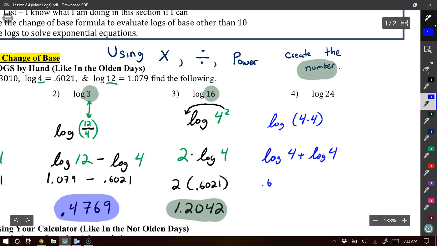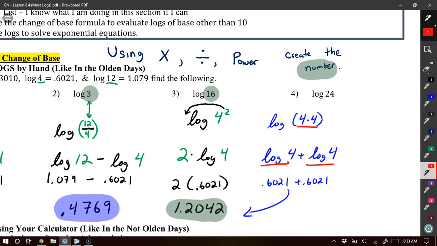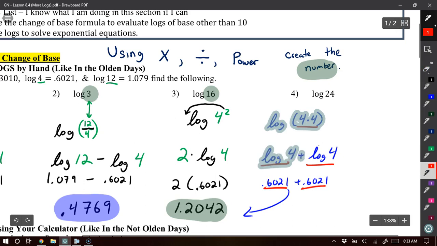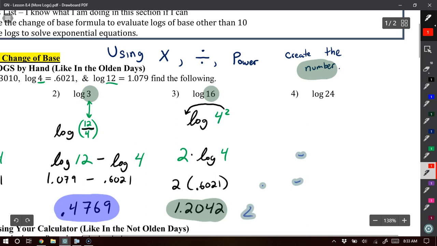So that'd be 0.6021 plus 0.6021, which is the same thing. Now I want you to look at the side by side. Notice they're equivalent. 4 squared is 4 times 4. I'm adding a log of 4. I'm adding another log of 4. I have two log of 4s. When you add the same number, it's like multiplying by 2. So the steps are the exact same. A lot of students see it as the 4 times 4. I see it as a power. And it doesn't matter. You're going to get the same answer.